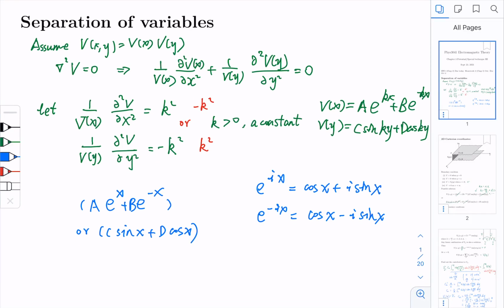So before I continue to the 3D Laplace equation, I want to comment a little bit on the 2D Cartesian coordinates again.